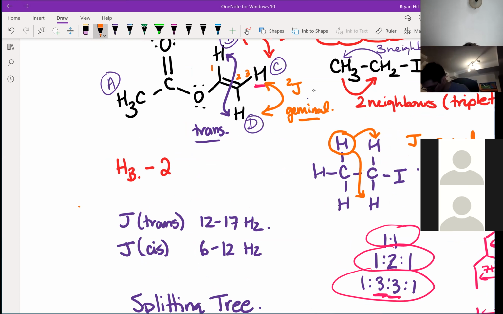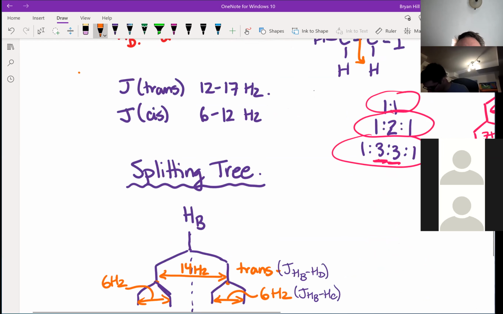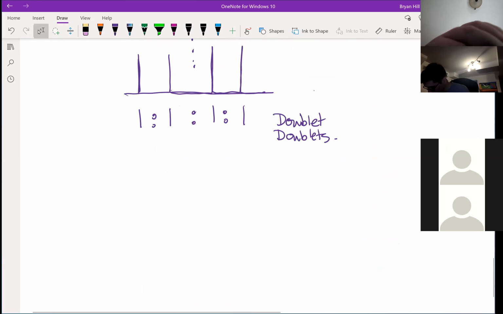And so geminal coupling on double bonds is actually quite small. It's quite low. So it's around 2 hertz or so. So if we were to do an analysis of HC, the way it would look would be as follows.